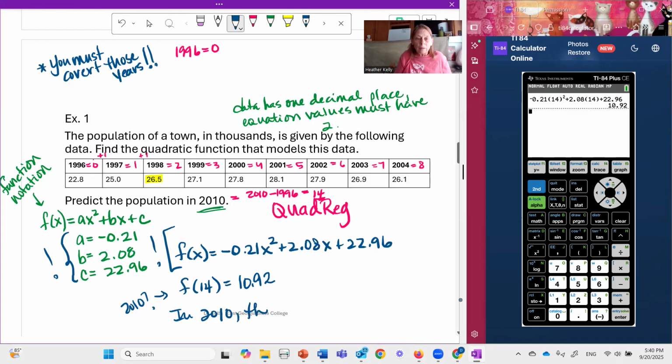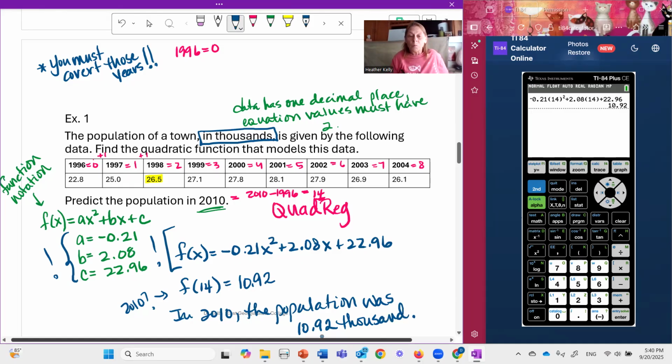So we can say in 2010, the population was 10.92, and it isn't 10.92 people, is it? Does that make sense that the population would only be 10.92 people? No. Go back to your question. These numbers are in thousands, so 10.92 thousand. Okay, or you can multiply that number by 1,000 and move the decimal point over to get the actual number.